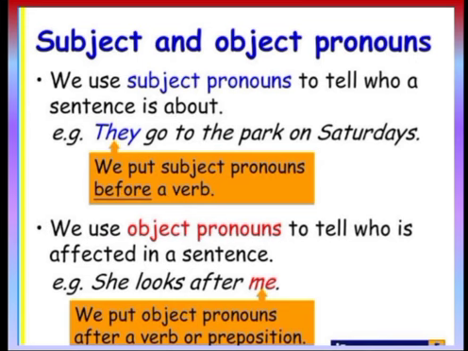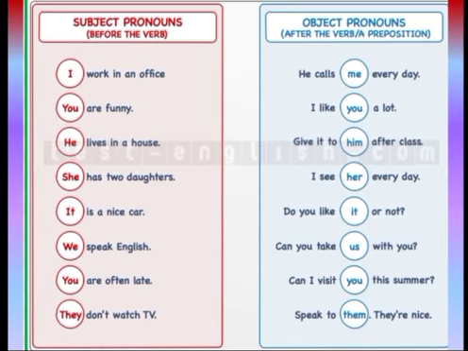And in the second sentence, the example of object pronouns, she looks after me. Here we have put the object pronoun after a verb or a preposition. So this is the difference you can see. The subject pronouns come before the verb and the object pronouns come after the verb or a preposition. You can see the difference between the subject and the object pronouns. This slide also you have to copy in your notebook.